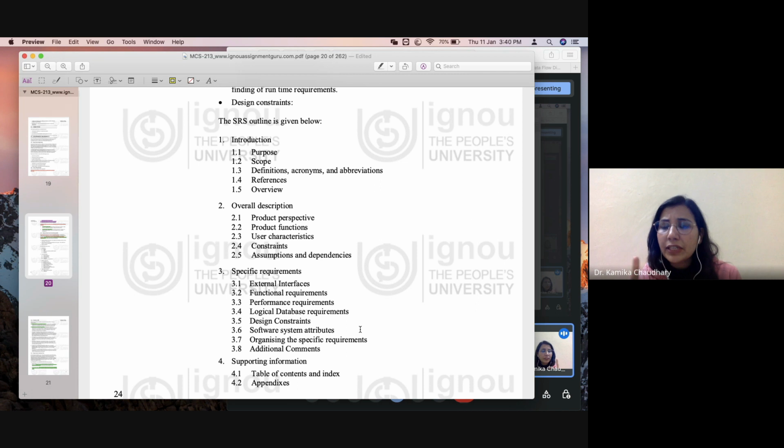If the first phase of the SDLC is not performed properly, then the overall development of the system is in doubt, right? Yes. The first step needs to be very clear. The first step needs to be correct. Then only the entire system which is going to be developed is going to be good. So this is the first step.